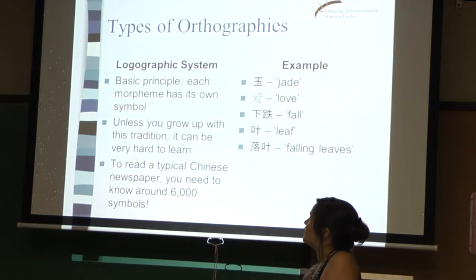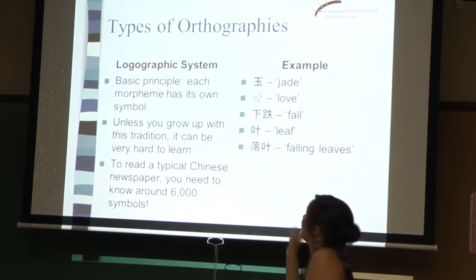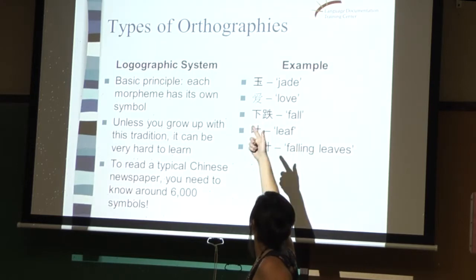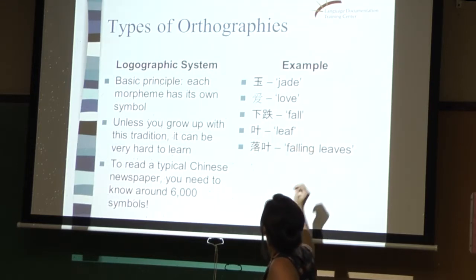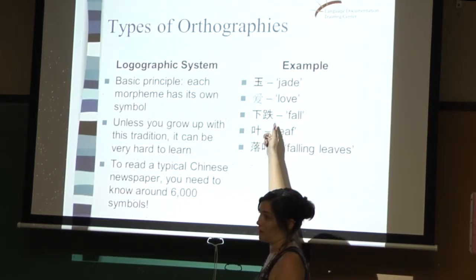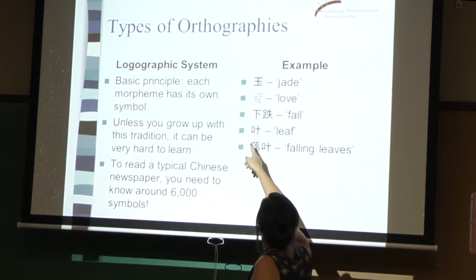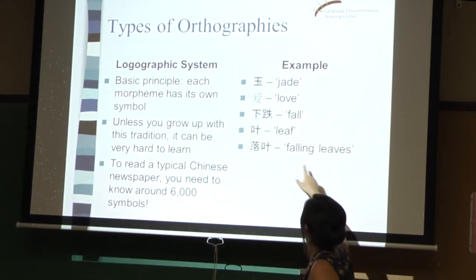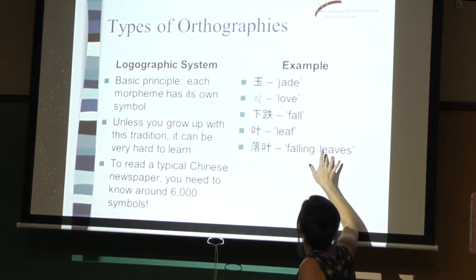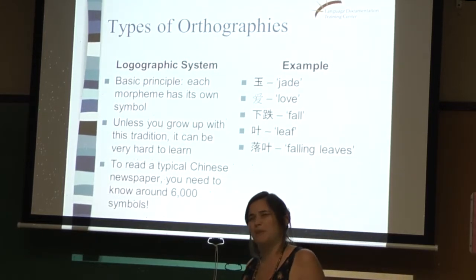A logographic system, the basic principle is that each morpheme, each unit of meaning, has its own symbol. So you can see some examples of this. The word jade has this, and the word love has this. But then somehow there must be two different morphemes in the word fall in the Chinese language, because we've got two different symbols here. Then we have leaf again, then we have falling leaves, which in English is fall-ing, leaf, plural, but only two sounds. So, very steep learning curve here.